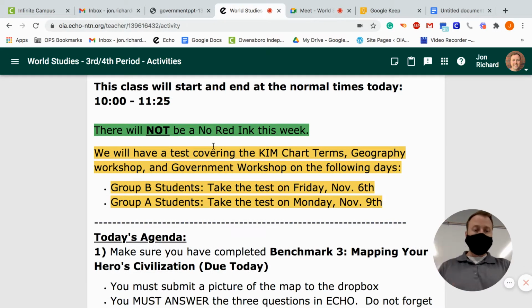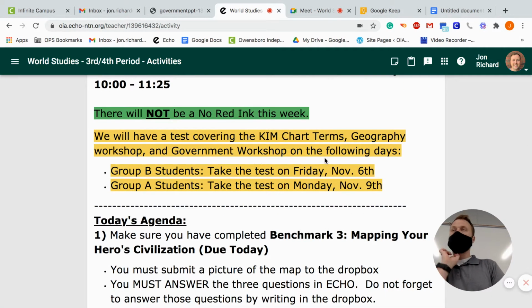So looking back at the agenda, there will be no No Red Ink this week since we're out Tuesday and Wednesday, and it's kind of a weird week. But at the end of the week, we will have a test covering the ChemChart terms, geography workshop, and government workshop. So Group B students, if you're at home right now, you will take the test on Friday, November 6th, because I'm going to do it in person, okay?